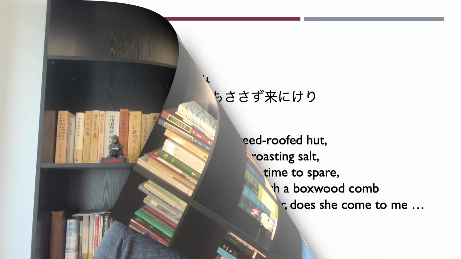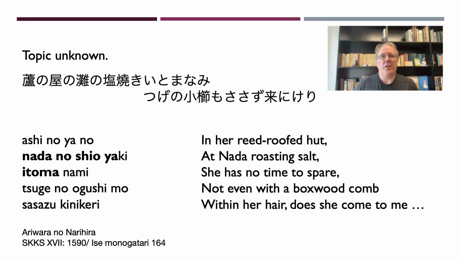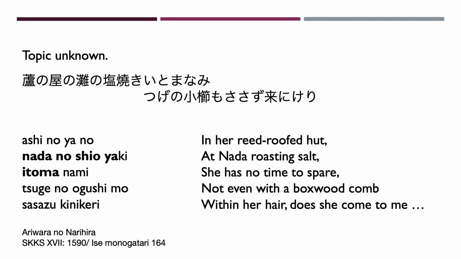Narihira's poem is Ashinoya no nada no shio yaki ito manami tsuge no gushi mo sasazu kinikeri. In her reed-roofed hut at Nada roasting salt, she has no time to spare. Not even with a boxwood comb within her hair does she come to me. This is a slightly different type of allusive variation, in that Ietaka has taken elements from Narihira's poem and incorporated them into his own, but again, the purpose is the same: to ensure that readers think of the original poem when reading it, and see how the images and tone of that poem add to his own.